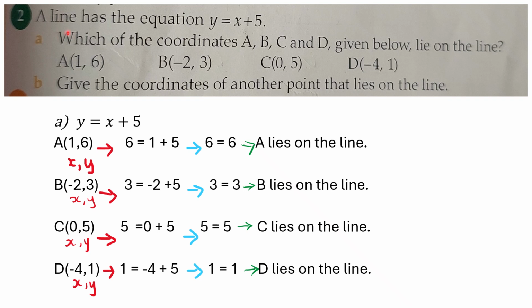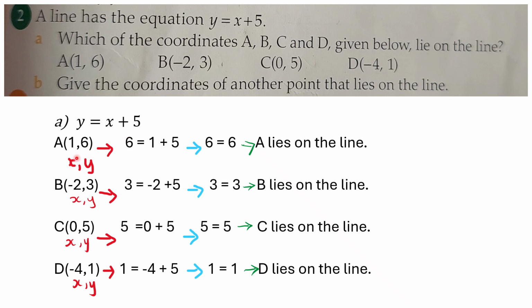Second question: a line has the equation y equals x plus 5. Which of the coordinates A, B, C and D given below lie on the line? A is 1 comma 6, B is minus 2 comma 3, C is 0 comma 5, D is minus 4 comma 1. The equation given is y equals x plus 5. First, coordinates of A, 1 comma 6. We just substitute the values of x and y in the equation.